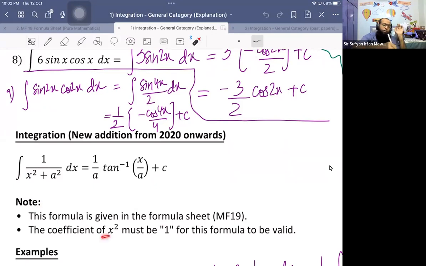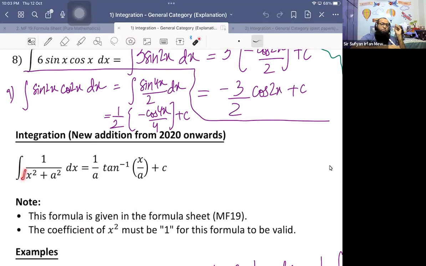The coefficient of x square must be 1 for this formula to be valid. This means whenever you have to integrate and you have to apply this formula, you have to ensure that the coefficient of x square is 1. Nothing is written here, right? When no coefficient is written, it means it's 1.